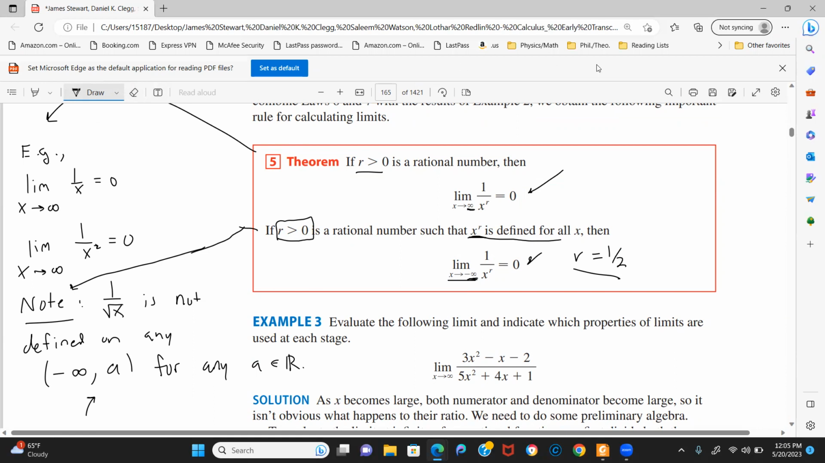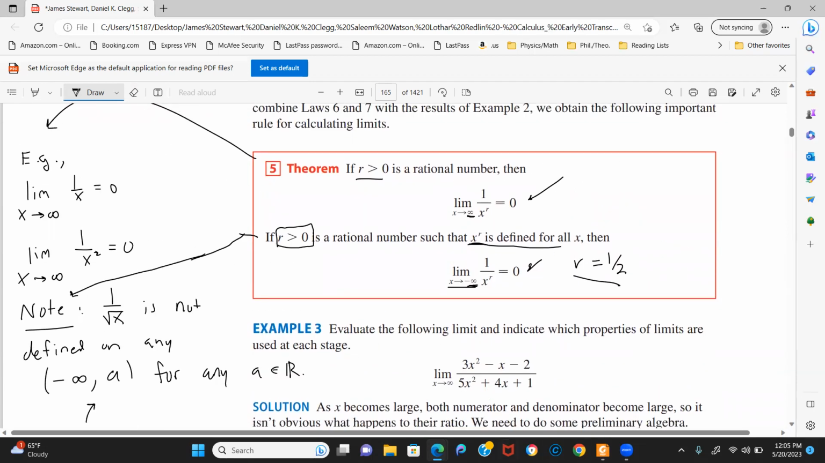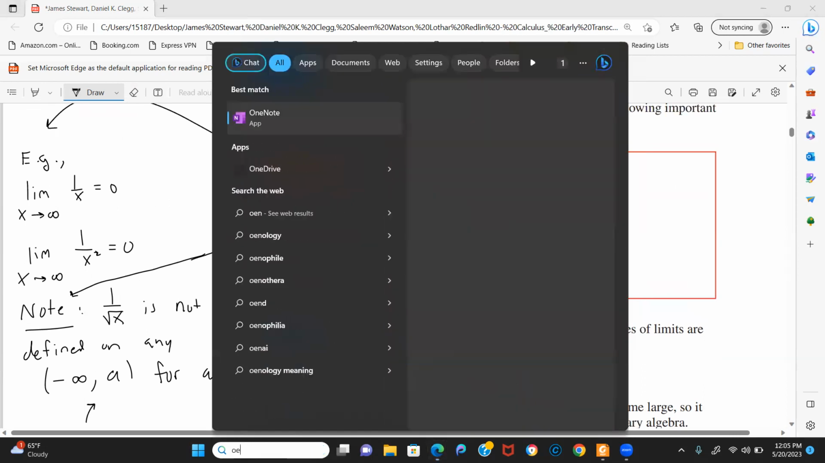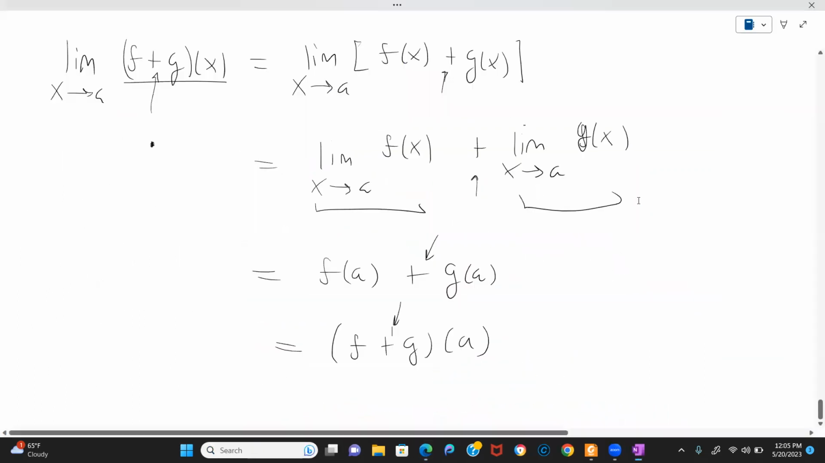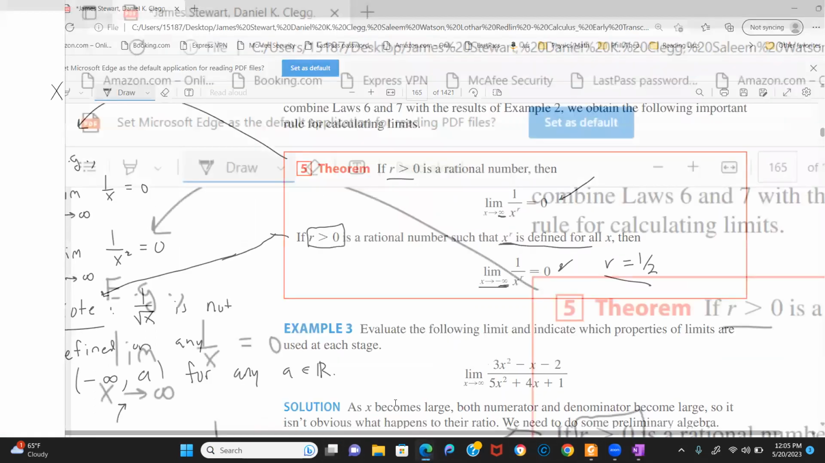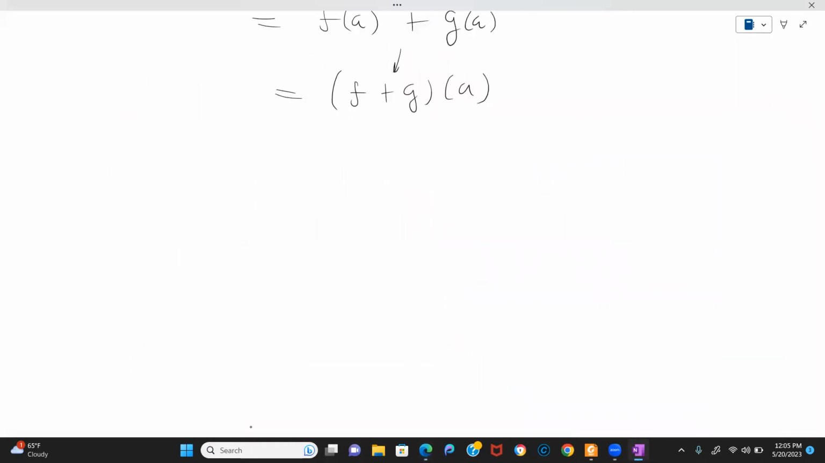All right, so this is going to be a really nice fact, and it's going to help us do some calculations. So let me open OneNote so we can do this calculation in real time instead of just going through the calculation in the book. So now let's see. All right, so what we want to do is this is example 3.